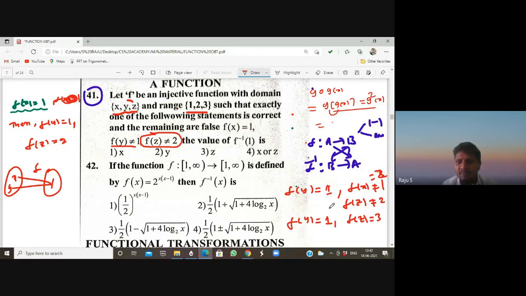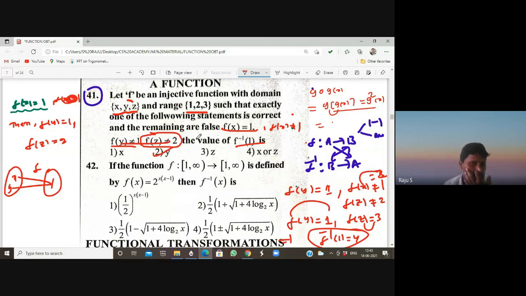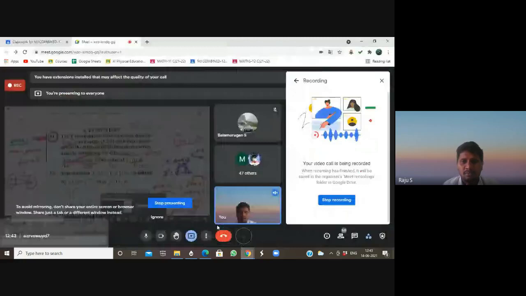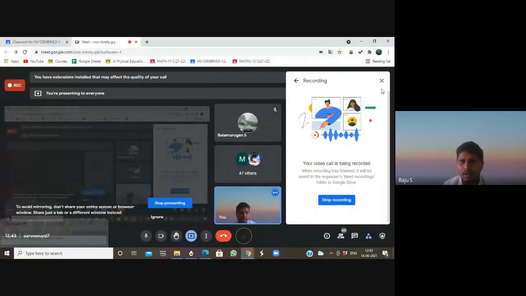Now, f of y having a different image, x having a different image, z having a different image. But if I take f on the right side, f inverse of 1 is equal to y. So which option is correct? y, f inverse of 1. The opposite you can take. When x is equal to 1, the opposite is f of x not equal to 1. Here these are equal. Okay. If you have not understood, once again I am going to explain.